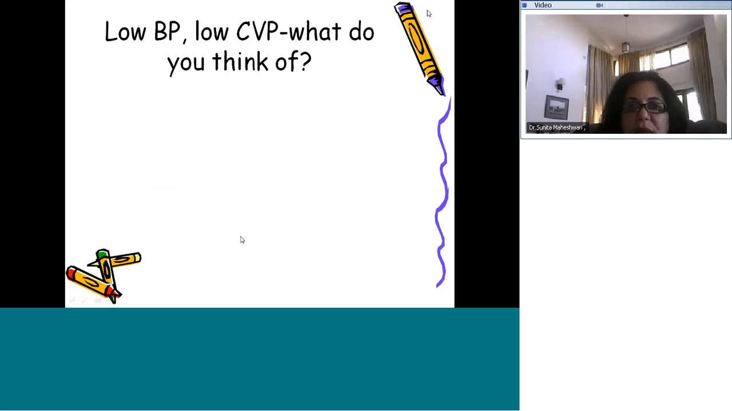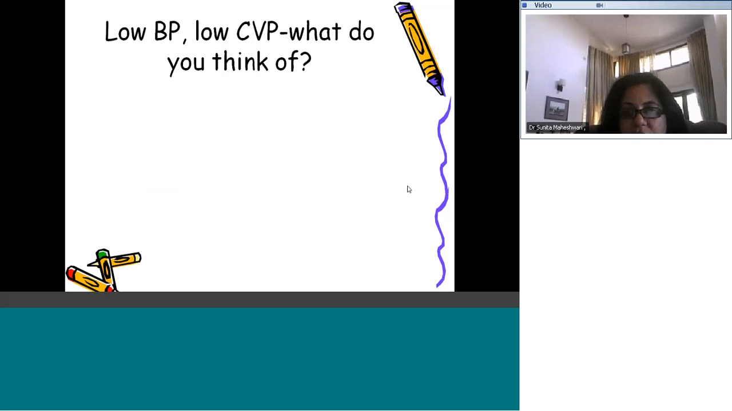Next one, low BP, low CVP. What do you think of? So the blood pressure is low, CVP is also low. So you think of a low cardiac output state, okay, like what? When we say low cardiac output, what do we mean? We just mean that the cardiac output is low. Now let us say there was low BP but high CVP. That is also a low cardiac output state, right? But there the differential diagnosis is effusion, pulmonary hypertension.